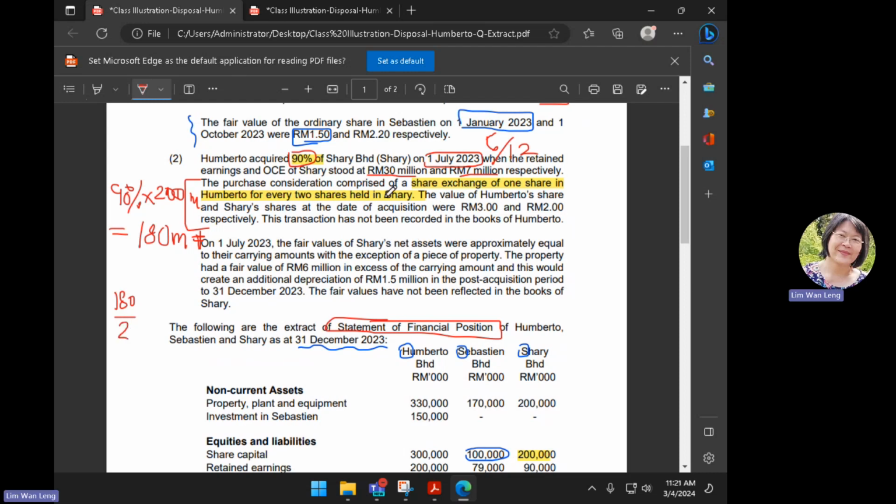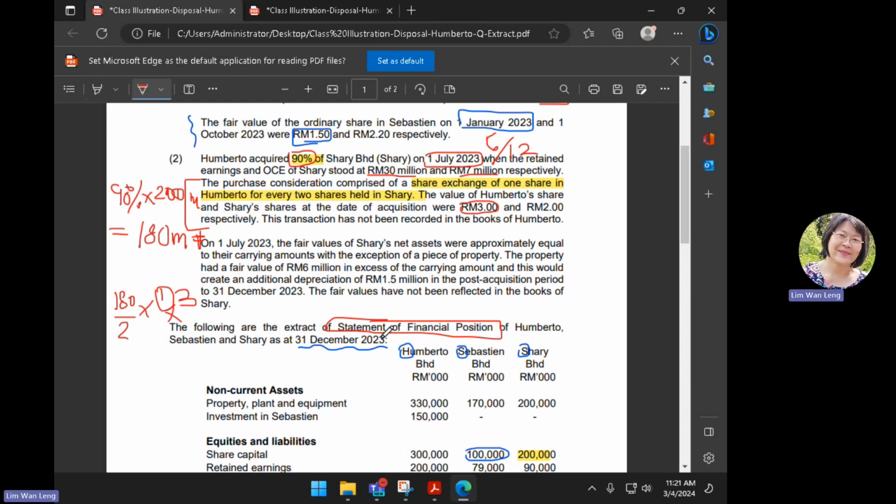Every 2 shares in Sherry they are going to give you one of the holding company shares. And each one of the holding company shares is worth how much? This is Humberto's shares, the holding company shares. So you must go and find. The first one is the holding company shares. The second figure is the subsidiary's share price. Okay, so you have to times by 3.